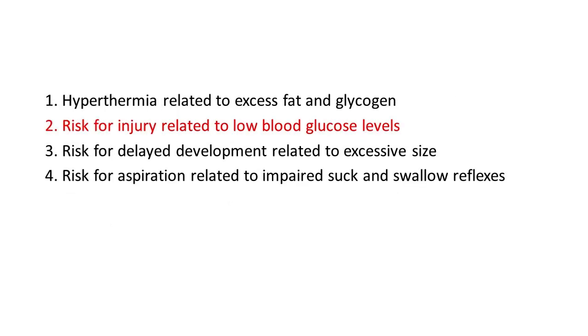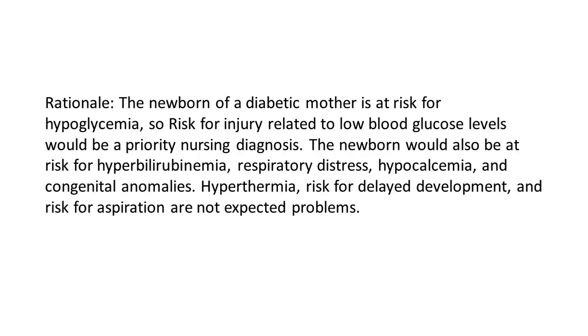The answer is 2. Risk for injury related to low blood glucose levels. Rationale: the newborn of a diabetic mother is at risk for hypoglycemia, so risk for injury related to low blood glucose levels would be a priority nursing diagnosis. The newborn would also be at risk for hyperbilirubinemia, respiratory distress, hypocalcemia, and congenital anomalies. Hyperthermia, risk for delayed development, and risk for aspiration are not expected problems.